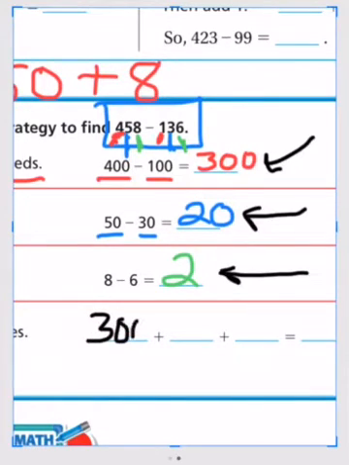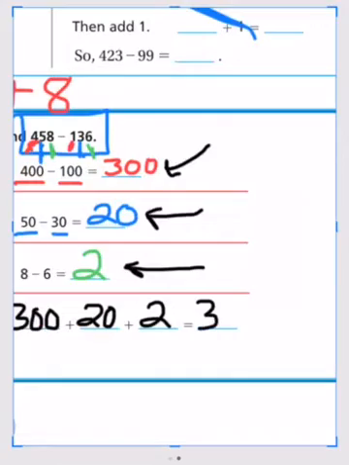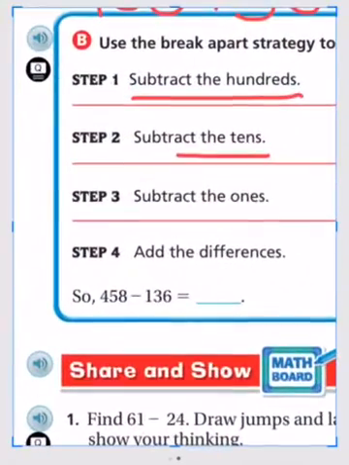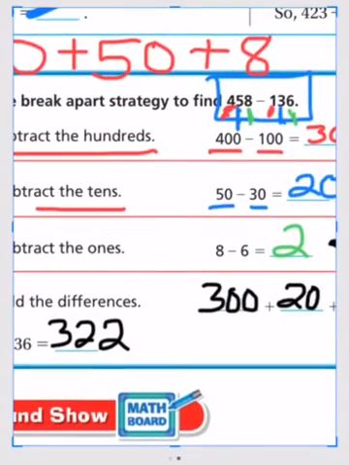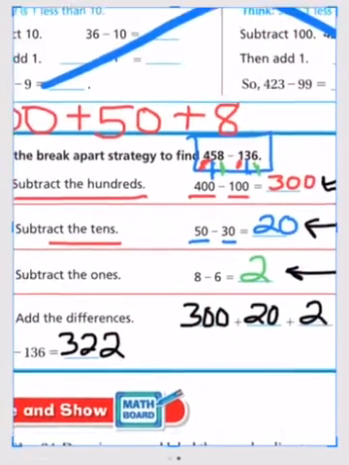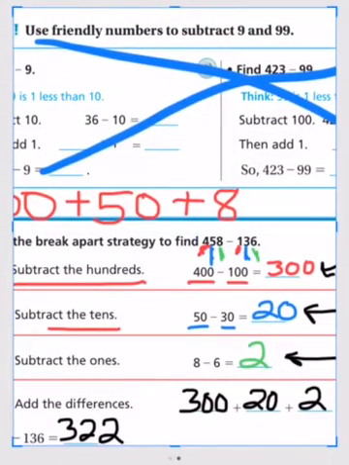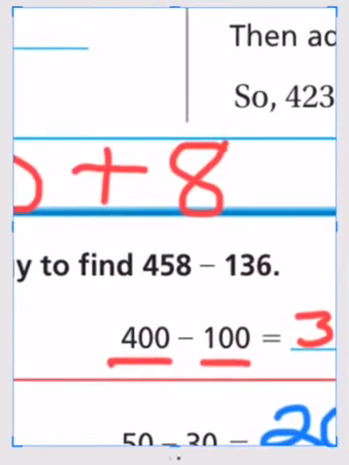300, 20, and 2, and our answer becomes 322. Okay? So 458 minus 136 is 322. Now, one thing I want to mention about this strategy. It only works, I'm going to use my eraser a little bit here. It only works if, let's look at this problem a little closer.